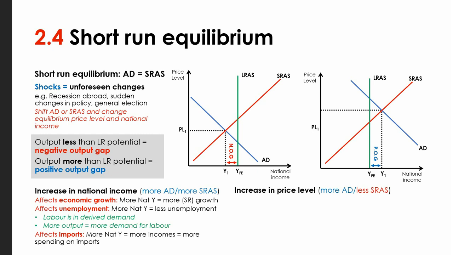If there's more aggregate demand or less short-run aggregate supply, leading to an increase in the price level, we're obviously going to get inflation. And we're going to get an impact on trade, because a higher price level reduces exports, because UK exports are more expensive relative to other countries.